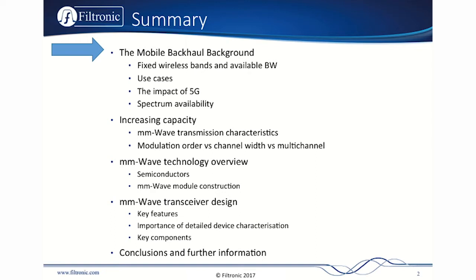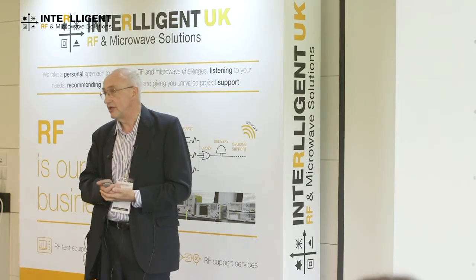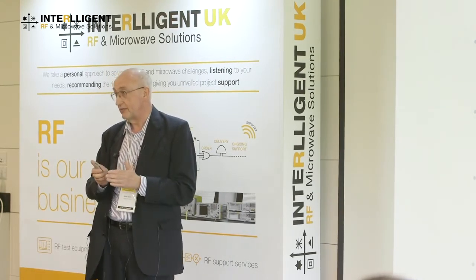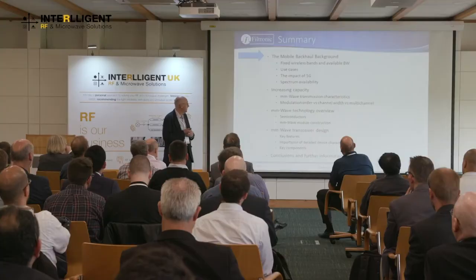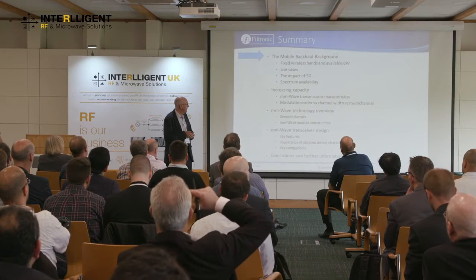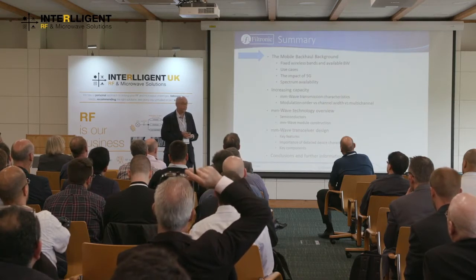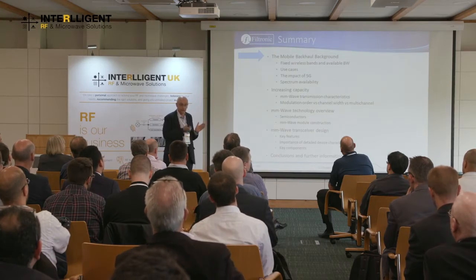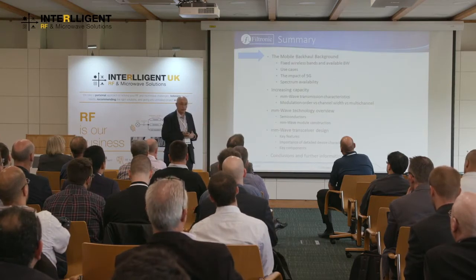We've heard a bit about spectrum availability, and that's very important. As Helen mentioned, the only way to get extra capacity is really through more bandwidth, and to get more bandwidth, you've got to go to higher frequencies. So I'll talk a little bit about that. Even when you've got more bandwidth, you need to find techniques for making use of that efficiently. So that could involve using very high order modulation techniques, or using multi-channel line of sight MIMO, for example.